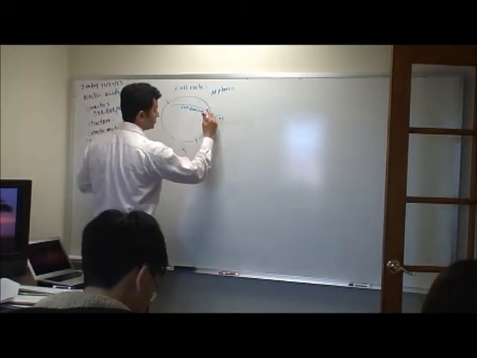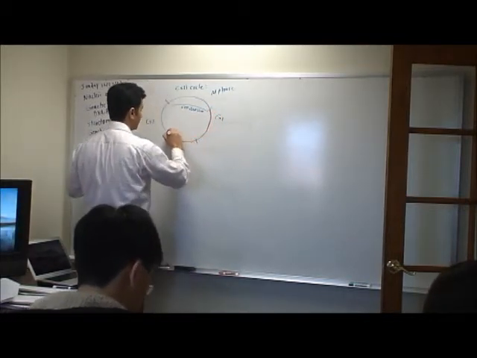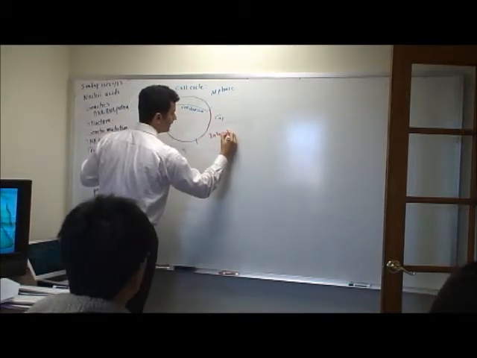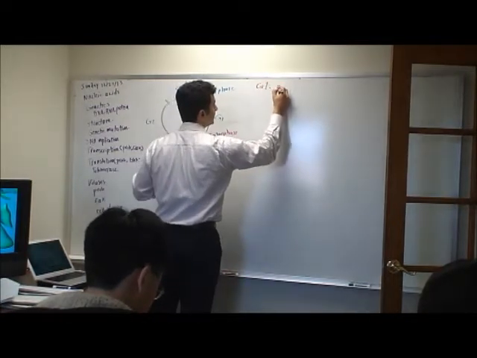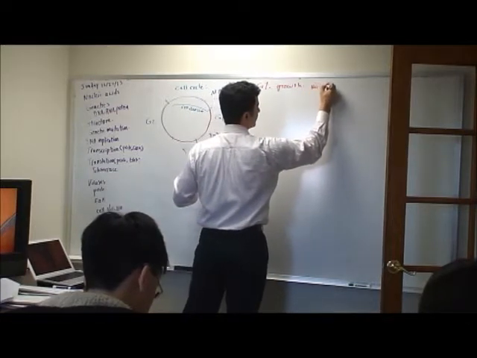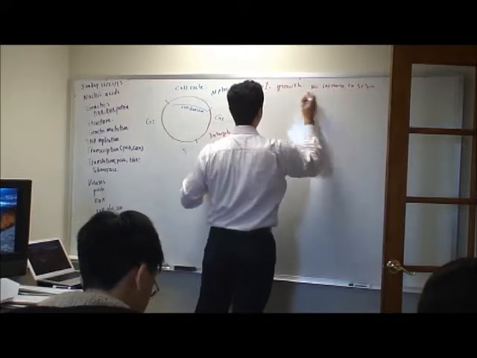From G1 all the way to G2, what is the name of this phase? Interphase. What happens at G1? There is growth, but no increase in size.